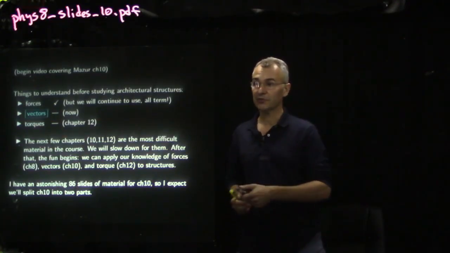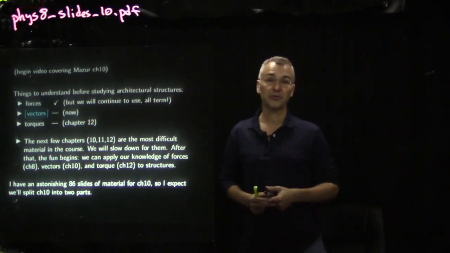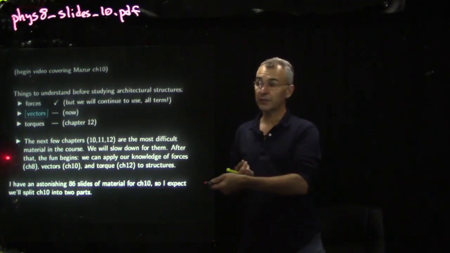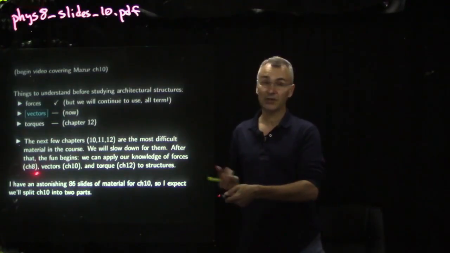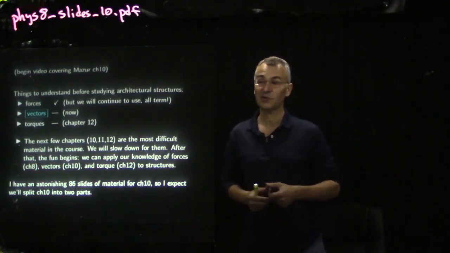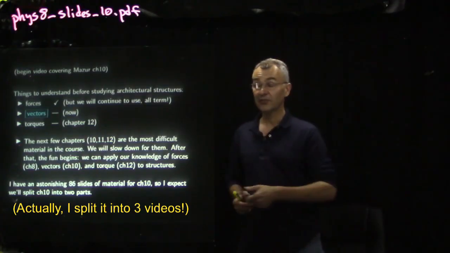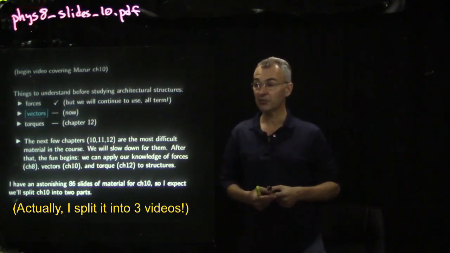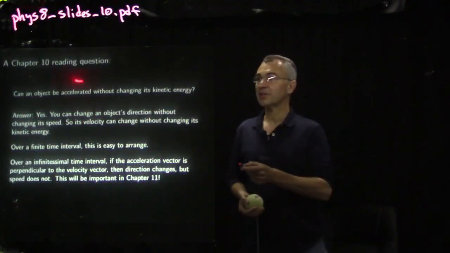Now the next few chapters, chapters 10, 11, 12 of the textbook, are the most difficult material in the course, so we're going to slow down for these chapters. And then once we get through these difficult chapters, the real fun begins. Okay, so we can apply our knowledge of forces from chapter 8, vectors from chapter 10, and torque from chapter 12 to studying some examples of architectural structures. I have an astonishing 86 slides of material for chapter 10, so I expect we will split chapter 10 into two parts, two videos. Here's an old chapter 10 reading question.